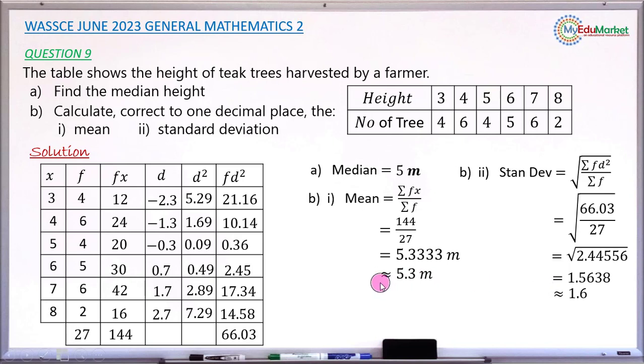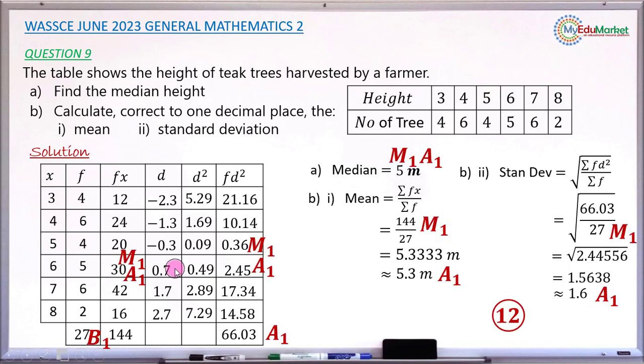So let me just share with you how this very question is marked during the marking of this paper. So the very first marker is the bonus 1 mark for getting the total number of trees as 27. You have this bonus 1 mark. The next marker is attempting to get the median, that is finding the middle tree and locating the height of that middle tree. You have this method 1 mark. And when you now have your median as 5 meters exactly, you have this accuracy 1 mark.